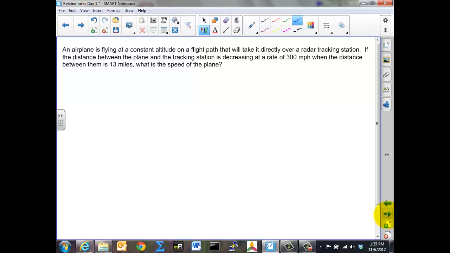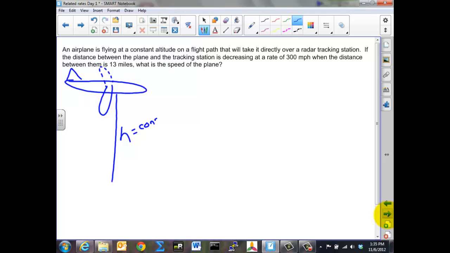Let's see. There's our airplane, okay? The airplane is flying at a constant altitude. What's altitude? Height. So that's saying that this h is constant. So that tells you something else too. If h is constant, what else does that tell you? The derivative is constant. h is constant, therefore dh/dt equals 0. Agreed? Because it's not going to be changing.